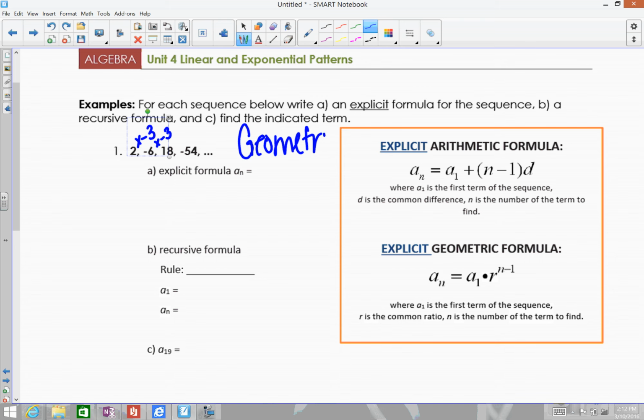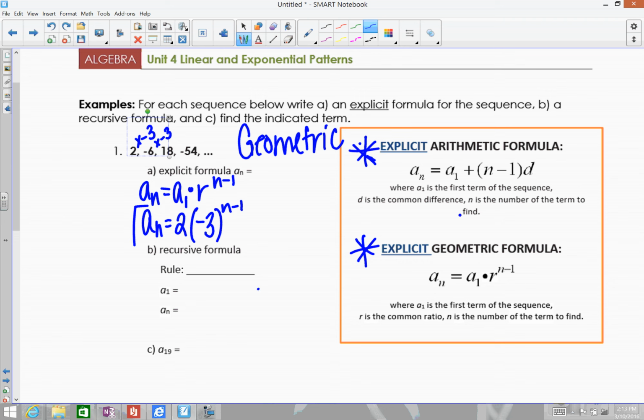So if I want to come up with the explicit formula, here are your two formulas over here. Remember that these are given to you. The explicit formulas are always given to you on exams. Recursive are not, so you just have to know those. For the explicit geometric, I'm using this formula: a sub n equals a1 times r to the n minus 1. If we plug in, a1 is 2, that's the first term. The ratio is what you're multiplying by, which is -3, to the n minus 1. So there's the explicit formula, and you don't have to simplify that. Remember, you can't combine the -3 and the 2. The -3 belongs to the exponent and the 2 does not, so they have to stay separate.